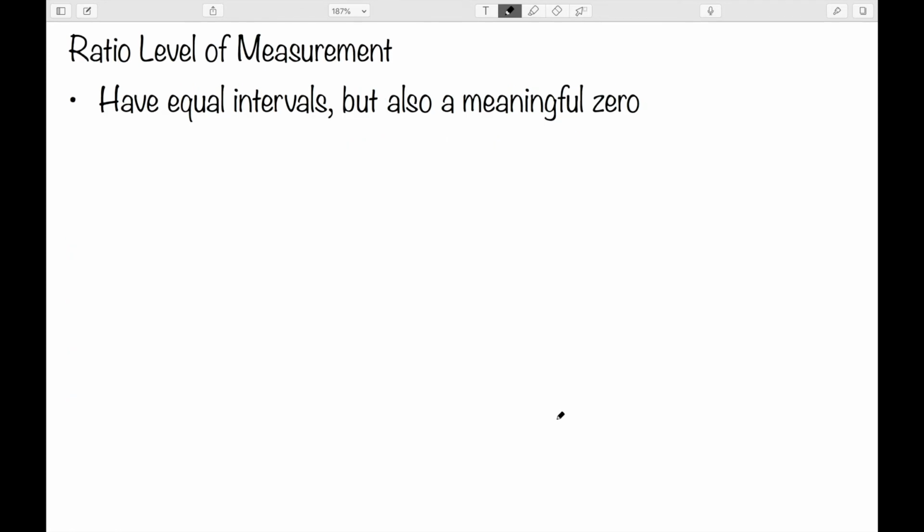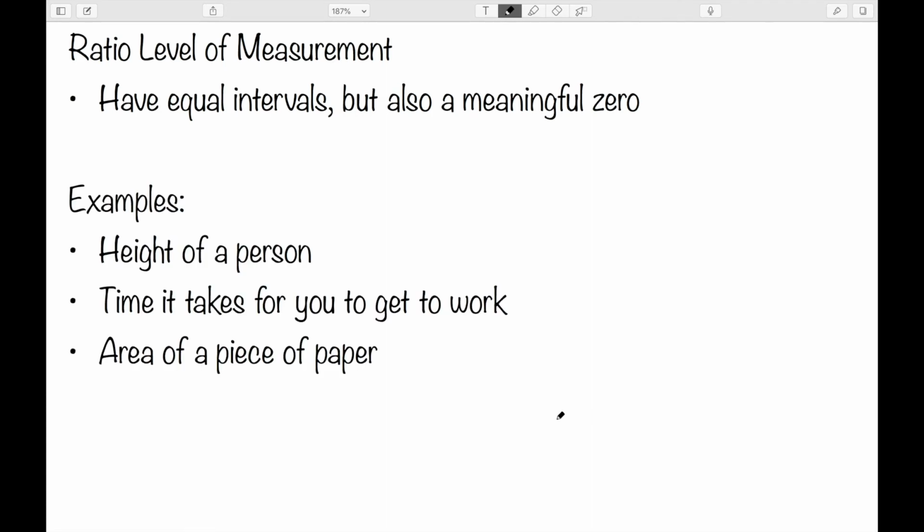The final level is the ratio level of measurement. The ratio level of measurement has equal intervals, just like the interval level, but it also has what's known as a meaningful zero. And a meaningful zero tells us that an actual measurement of 0 means the lack of something. Examples include the height of a person, the time it takes for you to get to work, or the area of a piece of paper.